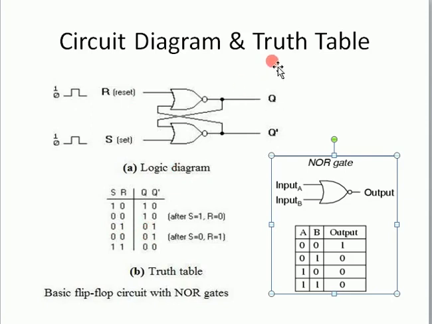Now here we have Q equal to 0, and when this 0 becomes the input of the second gate, with S equal to 0, we have the inputs 0 0. When the inputs are 0 0, the output is 1, so Q complement is equal to 1, and that has been written here. So when S is equal to 0 and R is equal to 1, then Q is 0 and Q complement is equal to 1.